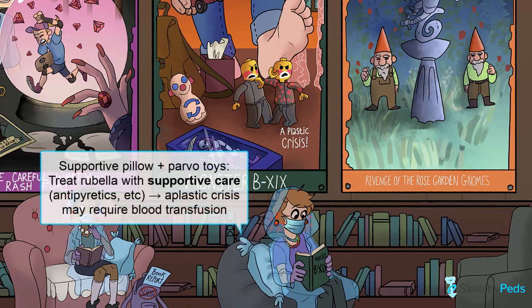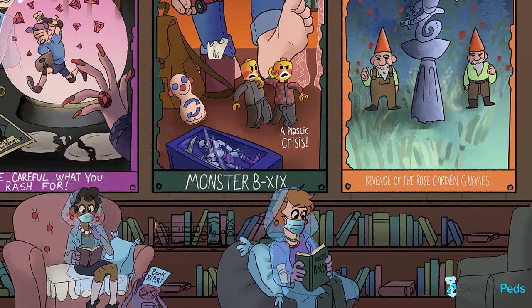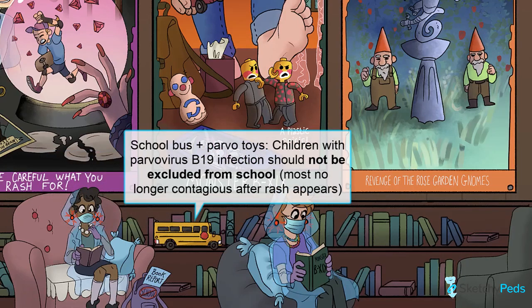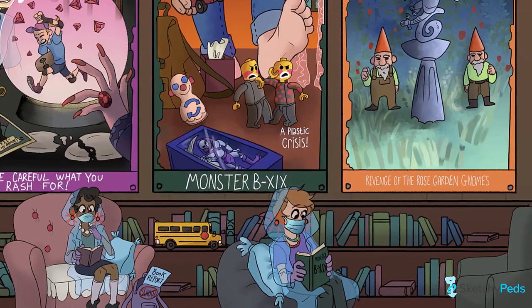Once you have made the diagnosis, treatment primarily consists of supportive care with NSAIDs and antihistamines, depicted by the pillow the young reader is using for support in her beanbag chair. Makes sense? The one exception to this is in cases where an aplastic crisis occurs, and a red blood cell transfusion may be required. Since most kids are no longer infectious by the time the rash appears, they should not be excluded from school, depicted by the toy school bus on the bookshelf.